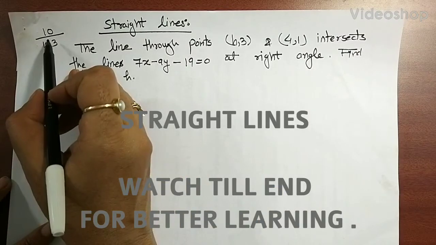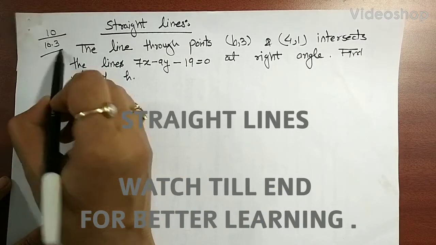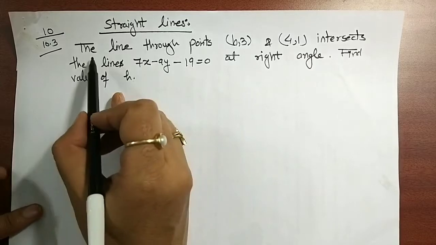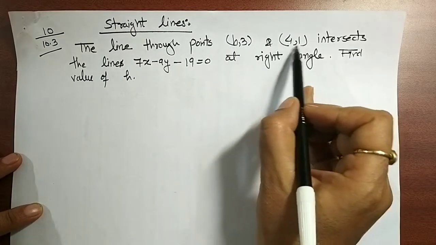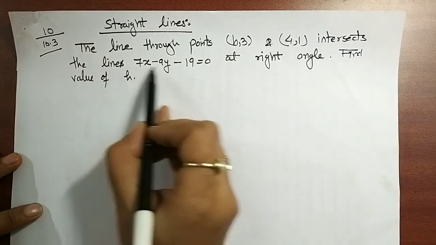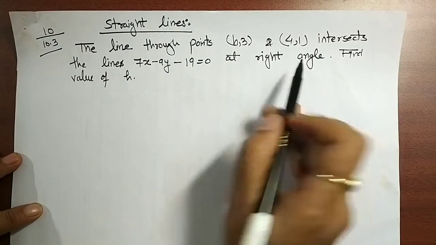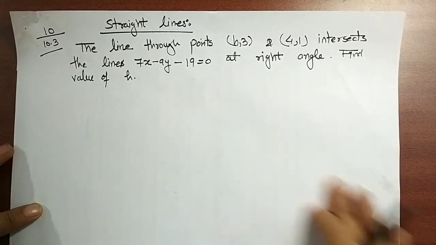Today we will see question number 10 from 10.3 straight lines. The question says the line passing through point (h, 3) and (4, 1) intersects this line at a right angle. Find the value of h.